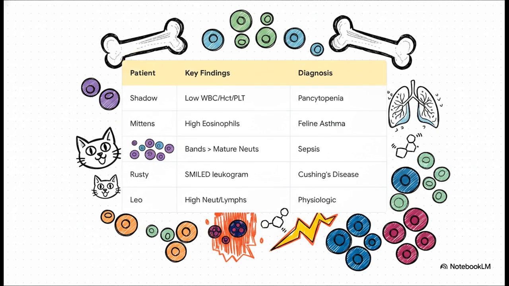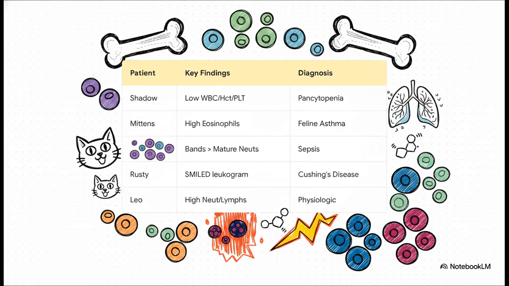Case 6, Shadow. Low WBCs, low hematocrit, and low platelets with zero signs of regeneration. That is bone marrow aplasia, or pancytopenia. Case 7 is Mittens the cat, presenting with a massive isolated eosinophilia, diagnosing feline allergic asthma.